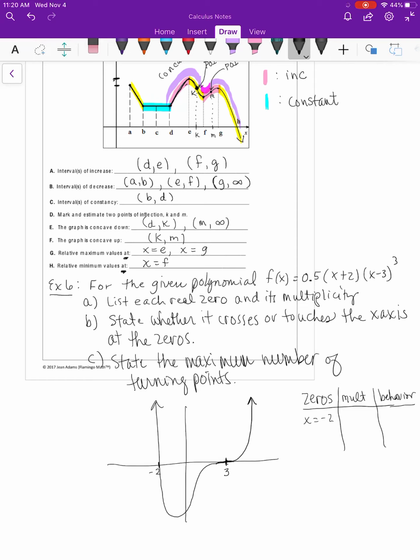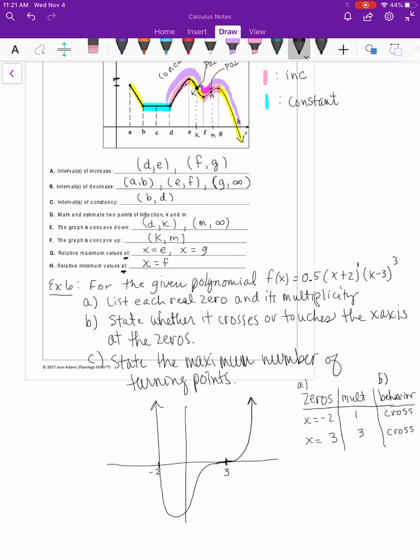And we've got x equals negative 2. And its multiplicity is 1 because it's to the first power up here. And so the behavior is cross. And then we have x equals 3. Its multiplicity is 3. And its behavior is cross. So when it said list the real zero and the multiplicity, this part is A. Then it says state whether it crosses or touches the x-axis at the zeros. That's actually B right here. So A and B are in this one chart together.